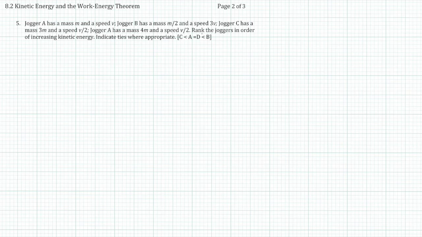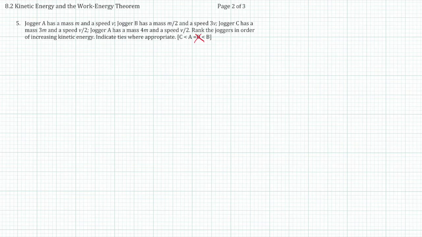But the problem is there is no D. There's no jogger D right here, so you can just cross that out. What we're going to be doing is ranking joggers A, B, and C in increasing order of kinetic energy. Okay, so there just is no jogger D.